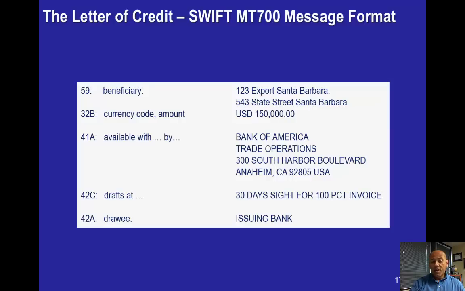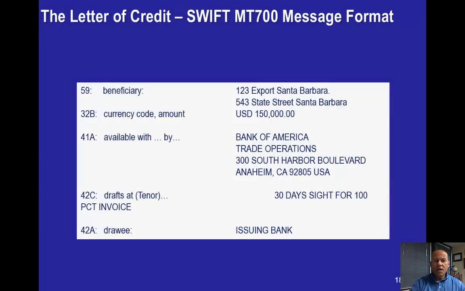The bank that is actually issuing the letter of credit, where it's going to be available. The tenor of the drafts, in other words: is this a regular letter of credit where the drafts are at sight, or is this a usance letter of credit where there's a tenor to the draft? There may be 30, 60, 90, up to 180 days. Who the issuing bank is, who the beneficiary is, where the goods are available.